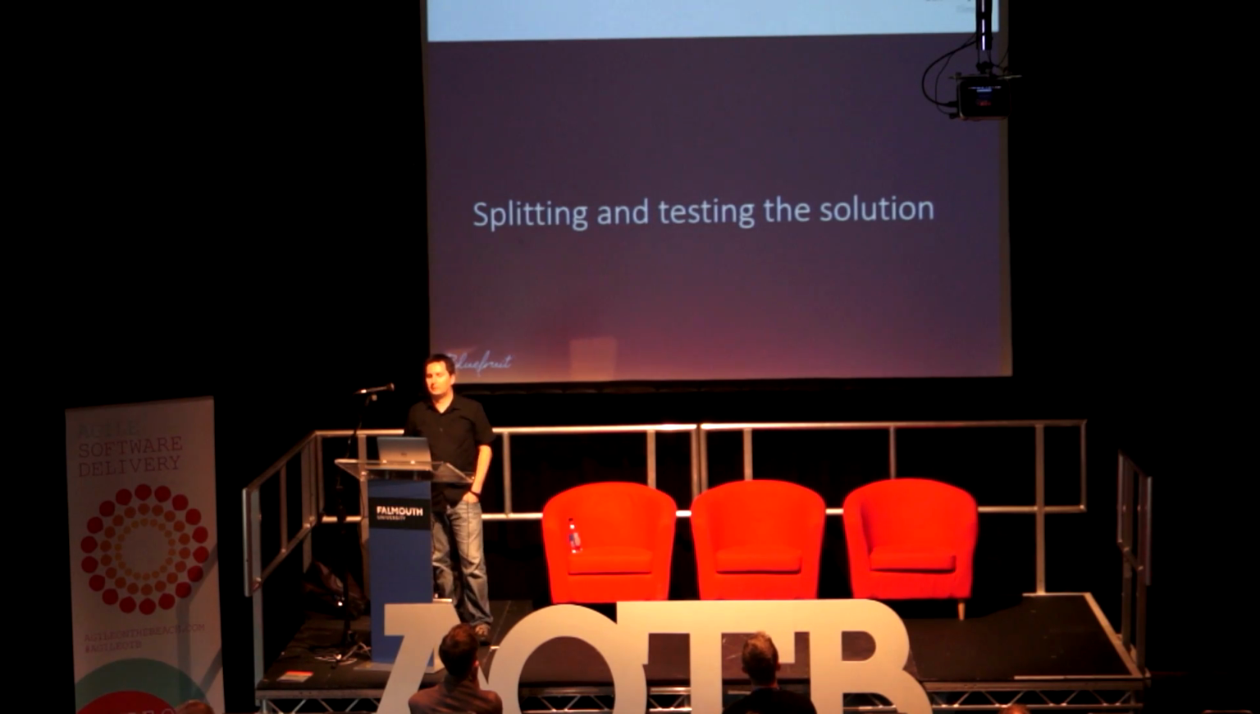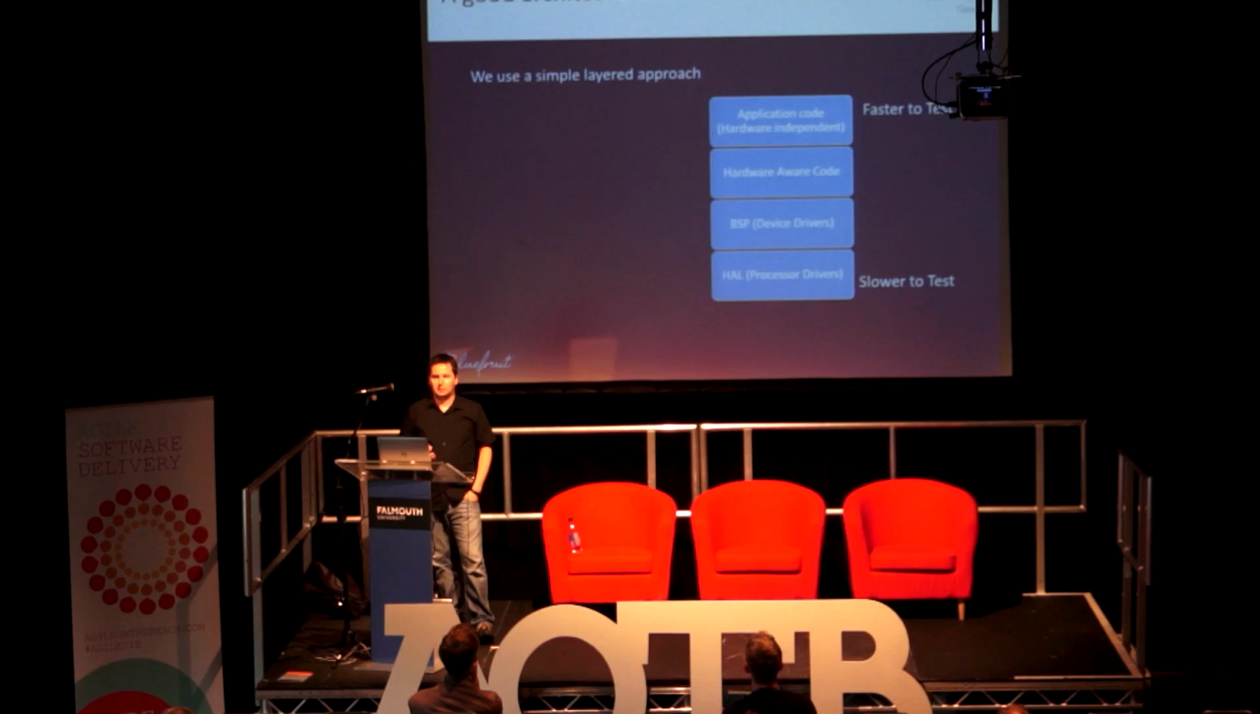So how you split your project down is going to determine how easy it is to maintain and to test. So we use a simple layered approach. We develop it over time in vertical slices, and generally are something akin to these layers. And for us, the further we go down the layers, the slower our testing becomes because we're getting closer to hardware.